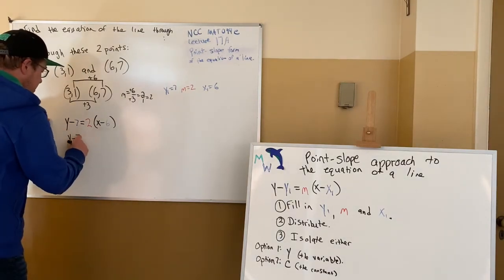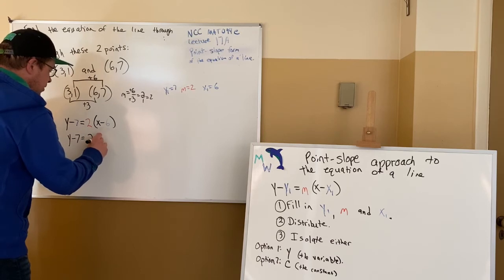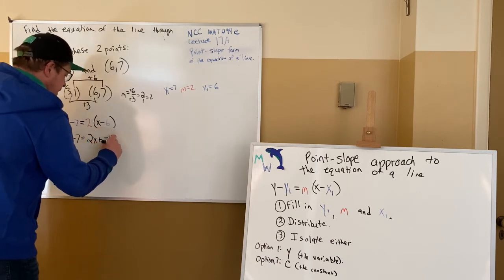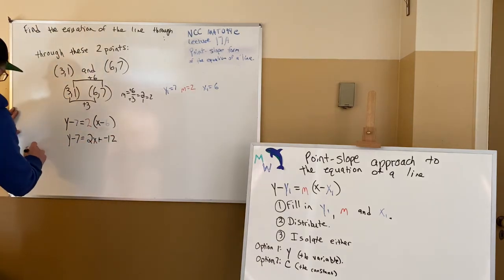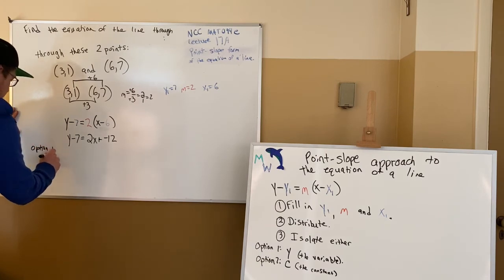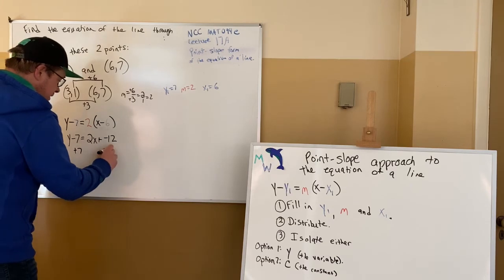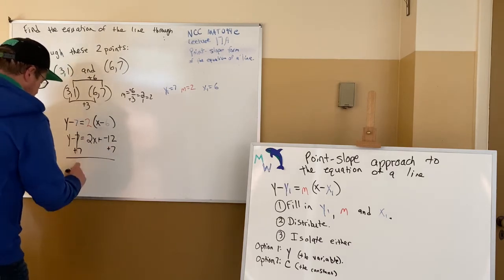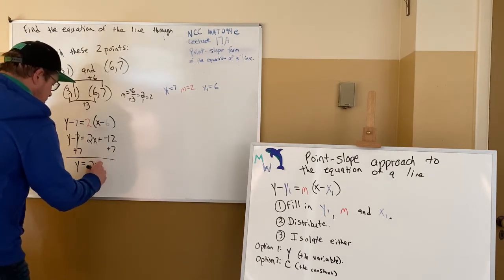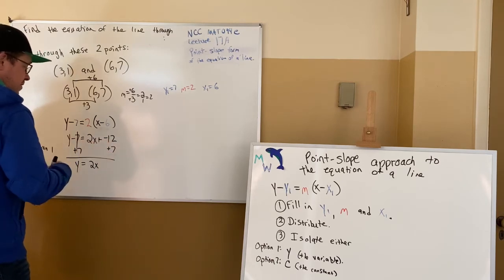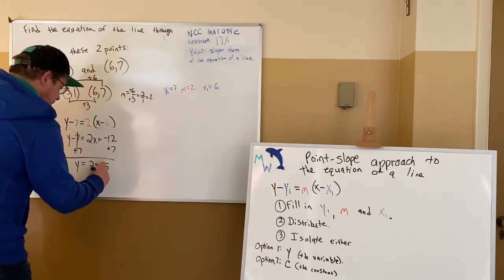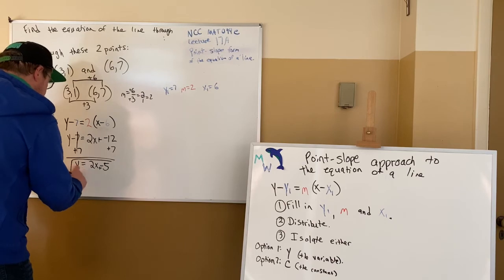This is y minus 7 hanging out, and then we get 2 times x plus 2 times negative 6, negative 12. So option 1 is to isolate y. And in that case, I would do an addition of 7 to each, and this will be gone, and I'll see that y is all I've got there in 2x, negative 12 plus 7. Subtract for a 5, strong on the negative, and you're going to get that.